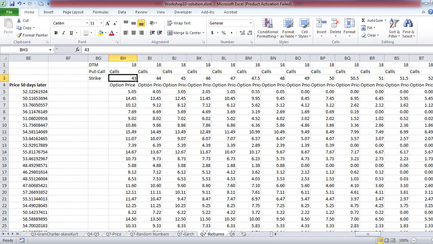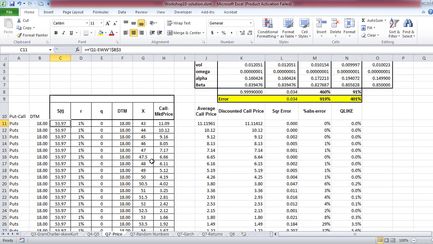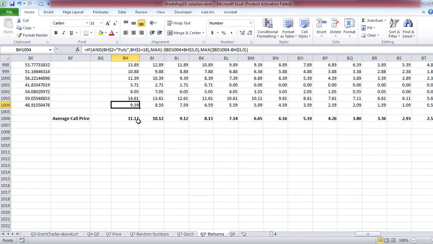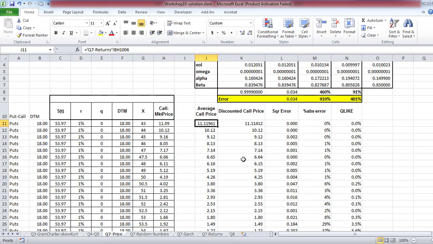And then let's go back to here, the price. So we retrieve this price from the spreadsheet there. So this is going to be BH1006. So we retrieve that one from BH1006. And then the discounted price is going to be that price, discounted given the time to maturity and the interest rate.